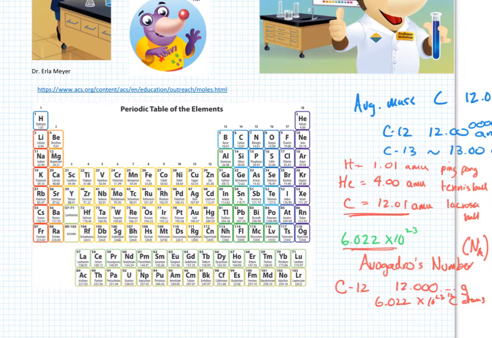All right, so this is a really special number. It turns out that that mass, if we measure that in grams, it's any one of these masses on the periodic table, if we measure that in grams, it has 6.022 times 10 to the 23rd atoms.